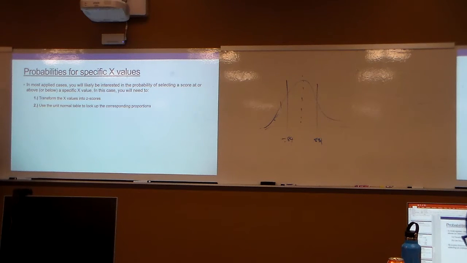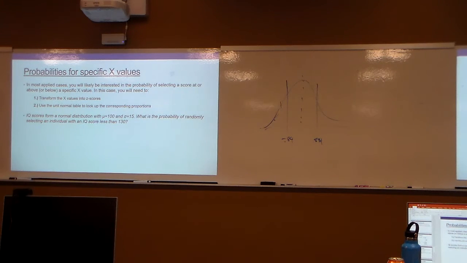We don't do this enough, but we should do it much, much more in terms of trying to communicate meaningful information to people outside of just firing off some random arbitrary score from whatever measure it is that we've set up. So in most cases, what we're going to want to do is look at some score above or below some specific X value. So we're obviously going to turn our X values into Z-scores, use the unit normal table to go through and pull up a certain probability, right?